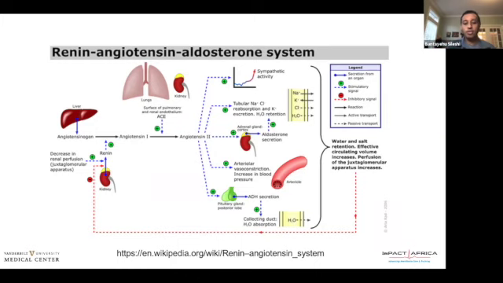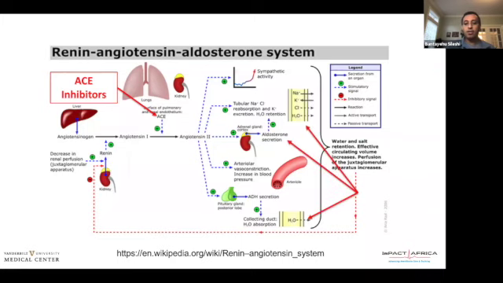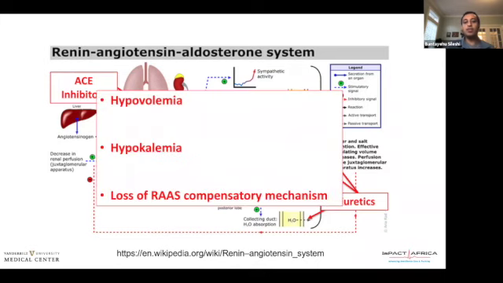So you can put this image and then you can say, the first place where my drug may act could be on the ACE inhibitor. And then the next place that our drugs will act in the renin-angiotensin-aldosterone system is on these 3 positions, and that's where the diuretics act. And the combined action of these gives you hypovolemia, hypokalemia, and loss of the RAS compensatory mechanism.